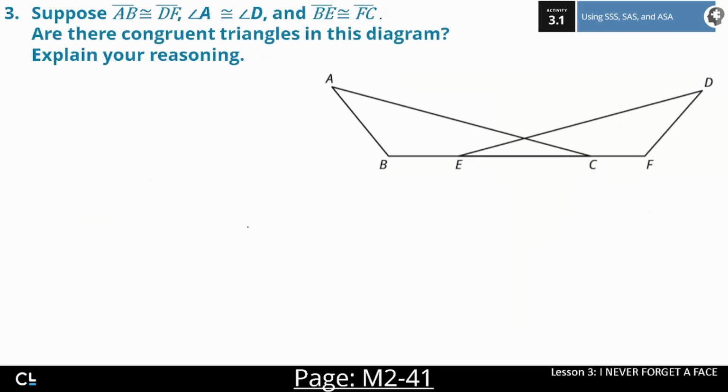So next up, it says, suppose that segment AB is congruent to segment DF. Then angle A is congruent to angle D, and segment BE is congruent to segment FC. So we're given 3 different pieces of information here. This is technically enough information to show that these triangles are congruent. 3 pieces is all we need. And we have a side, we have an angle, and we have a side. But this has to be in the proper order.